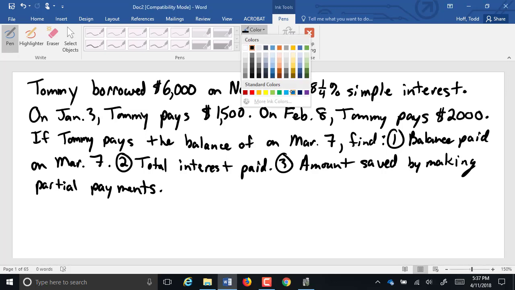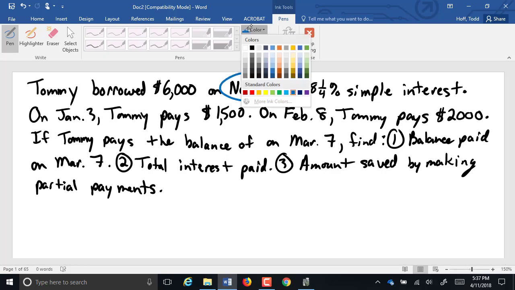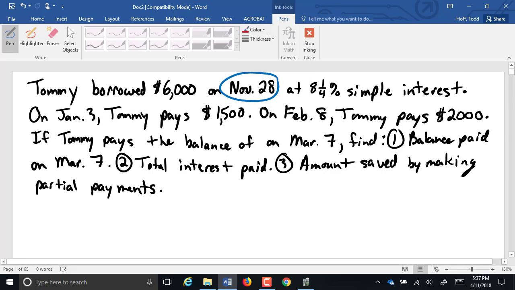So remember, simple interest means interest is only calculated when there's an action on the account. So in this case, we start out, of course, November 28th. We need to look up in our little table what day of the year is November 28th. Everybody find that? What's that? 328. Good.